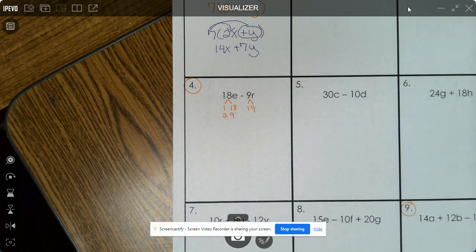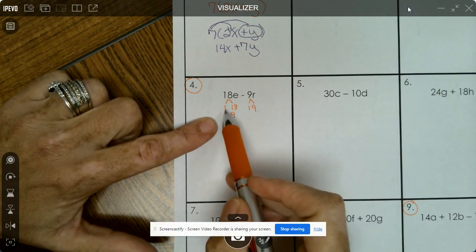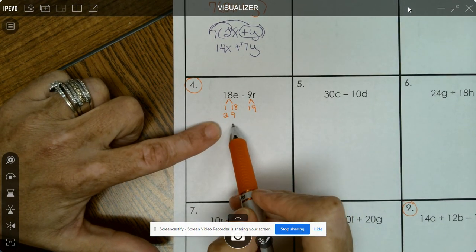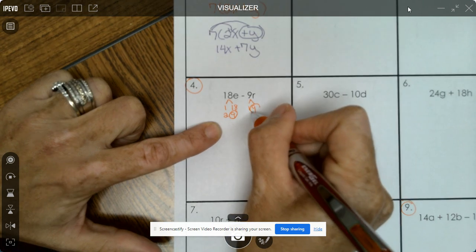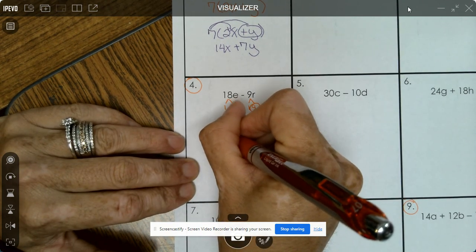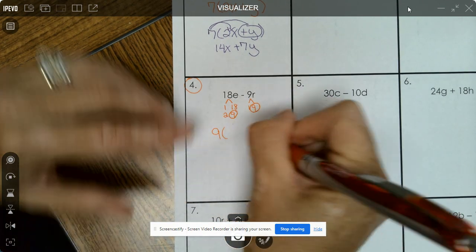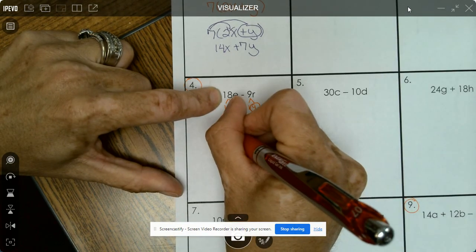All right, what is my greatest common factor on this one? Nines? All right, so you saw how I stopped here. I could have continued on to 3 times 6, but since 9 is the greatest common factor on both of them, I can just stop right here on my tree. So if I pull out my 9, I'm going to create my parentheses. 18e divided by 9 is what? 2e.